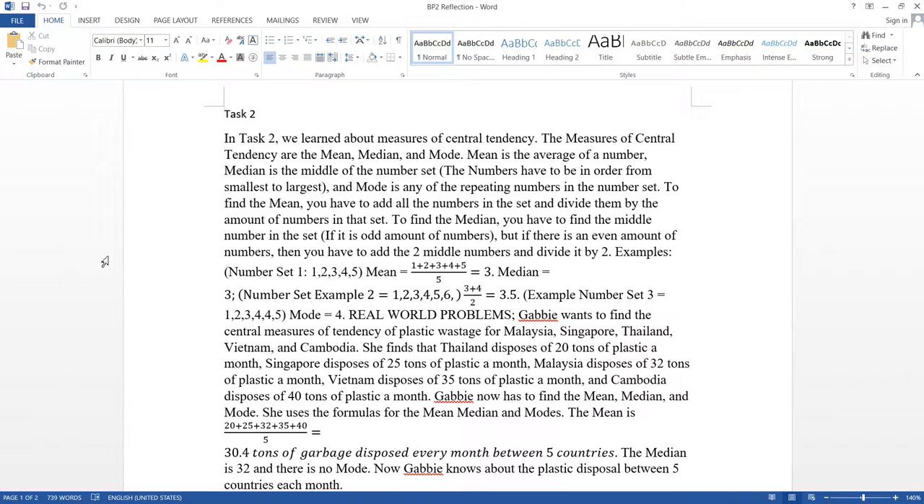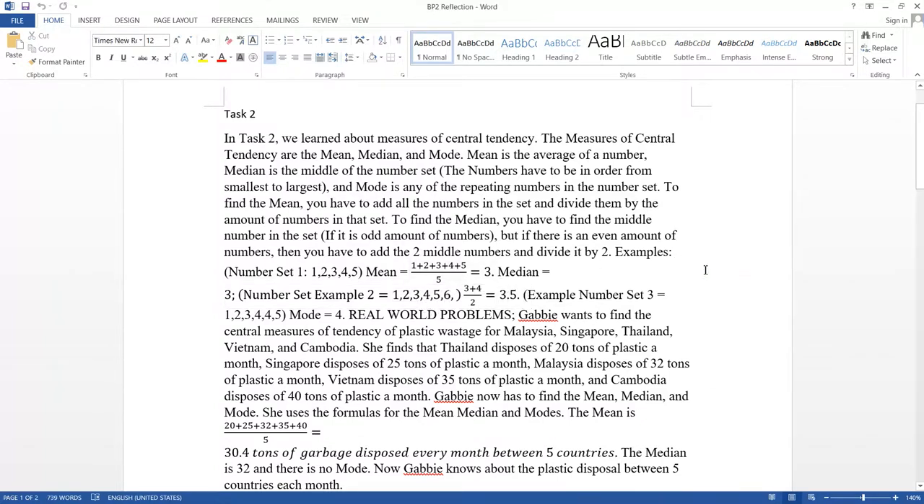set. So for example, down here, the median in this number set, the one that I'm highlighting here, is 3 since it's the middle. But if there's an even amount of numbers in the number set, you have to add those two middle numbers together and divide by 2. For example, here 3 and 4 is the middle, so 3 plus 4 divided by 2 is 3.5.